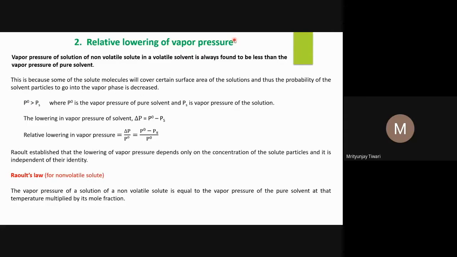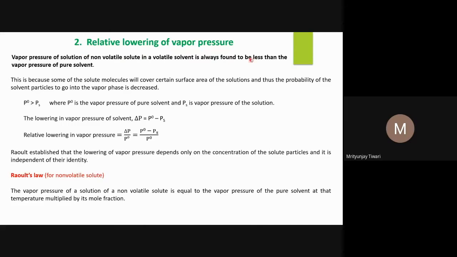I explained last time that a colligative property is a property which depends on the number of particles of the solute present in a solution. There are four colligative properties that we study. One is osmotic pressure, then relative lowering of vapor pressure, then elevation of boiling point, which is the increase in the boiling point, and depression of freezing point. The osmotic pressure we have already seen. The rest of the three we'll see today.